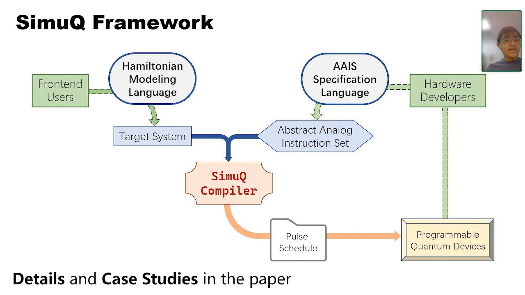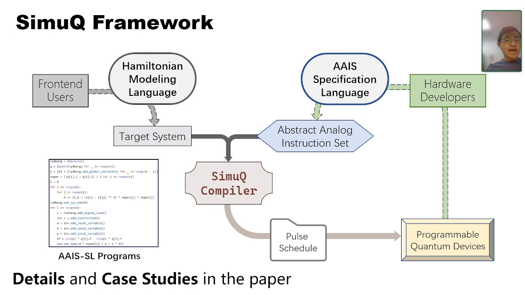The abstraction of AAIS leads us to the language design and compiler implementation in SimuQ. Here's the overall framework of SimuQ. For the details of all these components, please refer to our paper, and we only briefly introduce them here because of the time. Currently, we design and implement several AAIS on our own. In ideal cases, we hope the hardware developers can design AAIS for their specific devices and program them in the AAIS Specification Language, which we have implemented in Python.